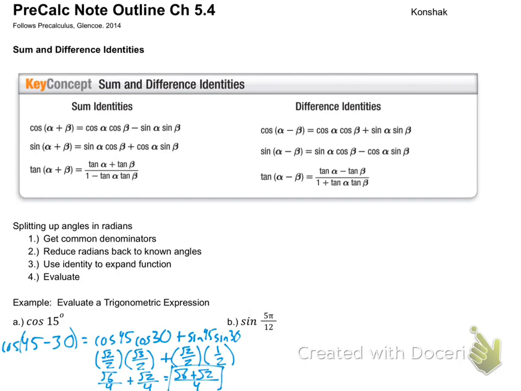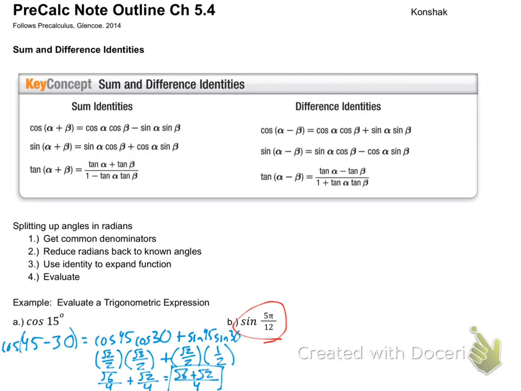Now, we're going to do the same process, guys, this time with sine of 5 pi over 12. First of all, you look at 5 pi over 12 and you're like, hey, I don't have pi over 12s on my unit circle. So that's kind of a giveaway that to find an exact answer, I can't leave it like this. So I'm going to try using the sum and difference.